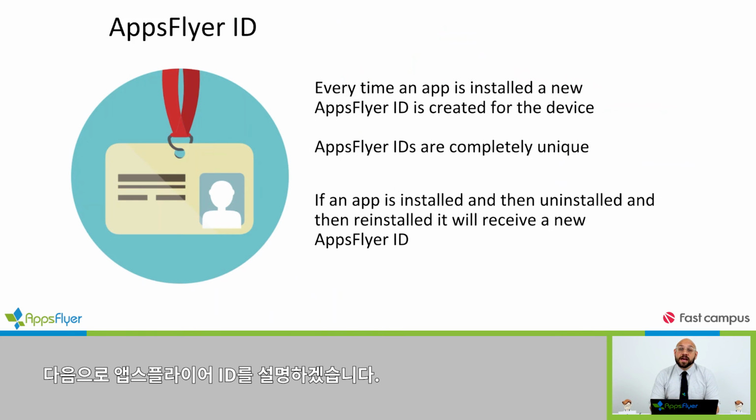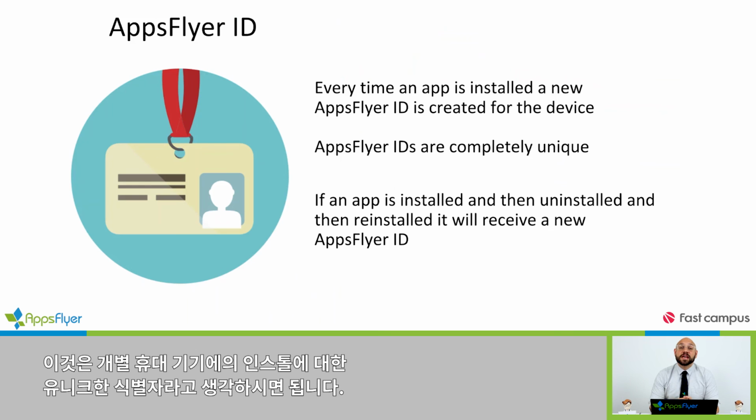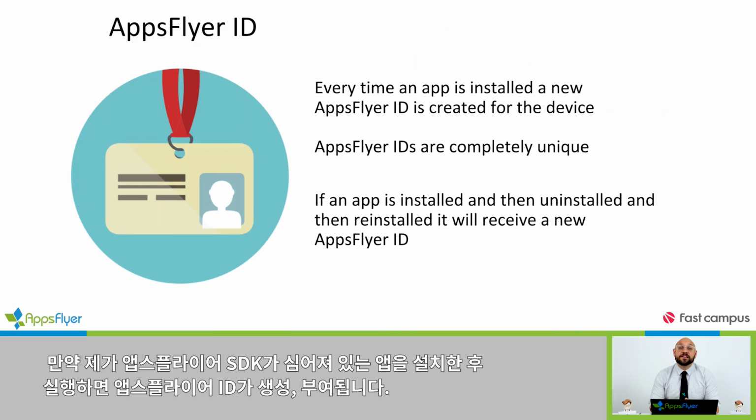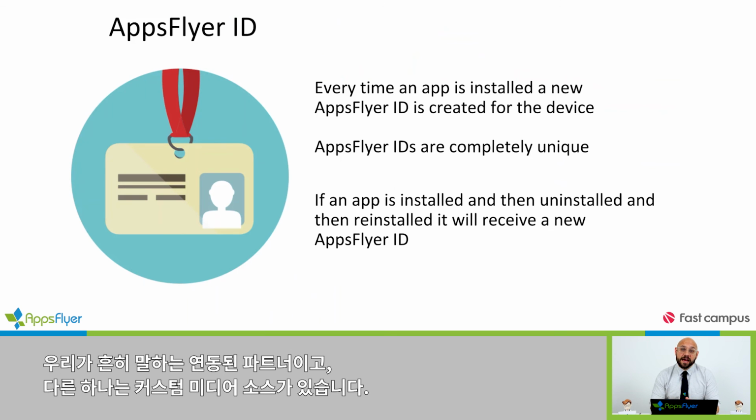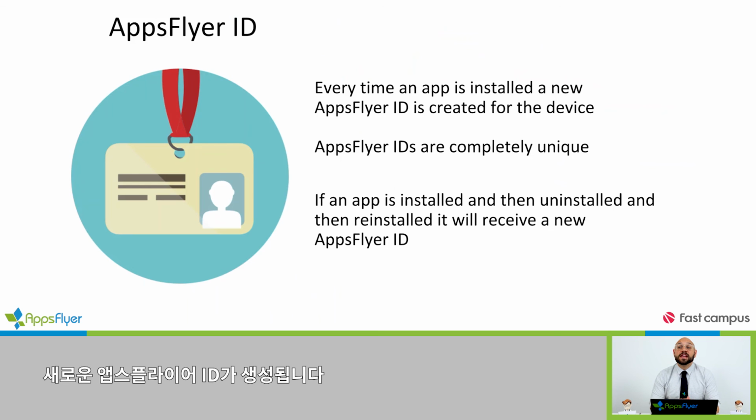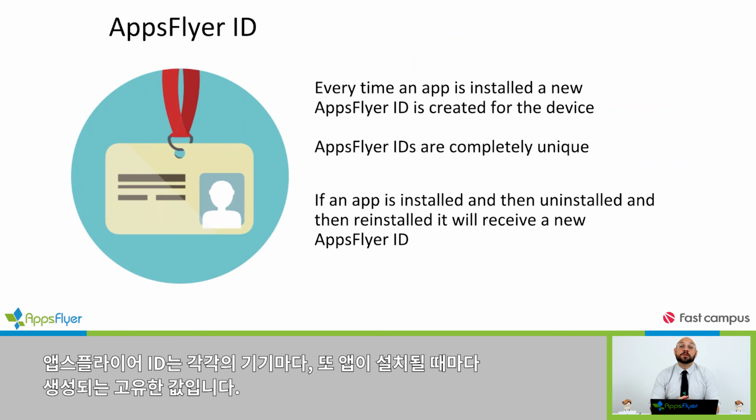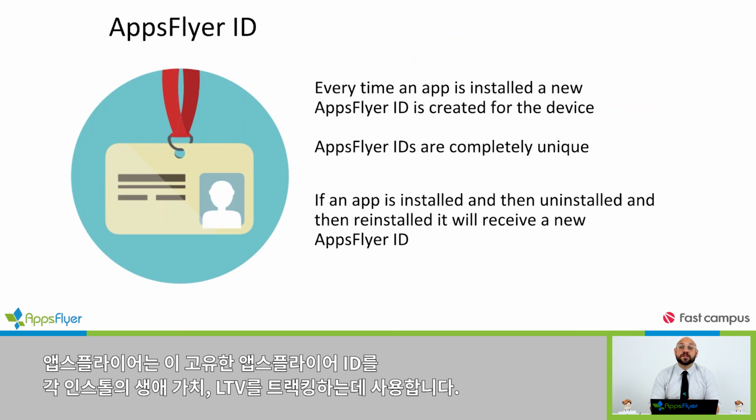Next, we have the AppsFlyer ID. You can think of these as the very unique identifier every time an app is installed on a device. That means that if I install an app with the AppsFlyer SDK and launch it, it'll receive an AppsFlyer ID. If I uninstall that app, then reinstall it and launch it again, I will receive a new AppsFlyer ID. AppsFlyer IDs are completely unique to every single device and every single time an app is installed. And this unique AppsFlyer ID is what AppsFlyer uses to track what's called the lifetime value of each install.